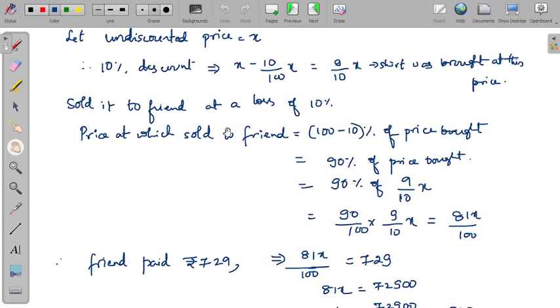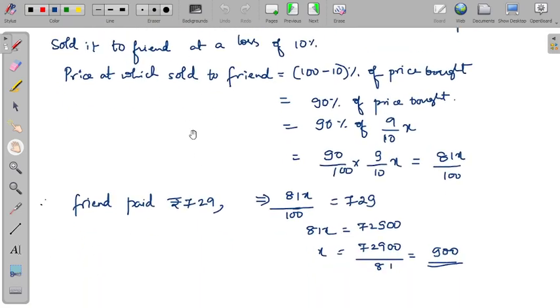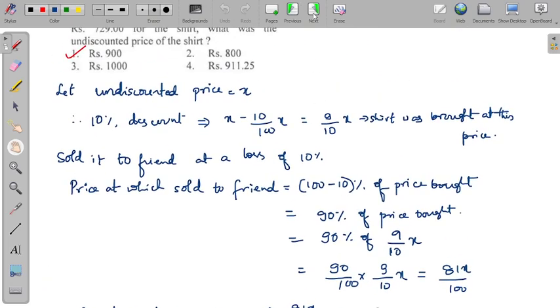So friend has paid 729 rupees. So this value must be equal to 729, because I am finding here the price at which it is sold to the friend in terms of the purchase price. So 81x by 100 equals 729. So x comes out to be equal to 900. So that is the answer.